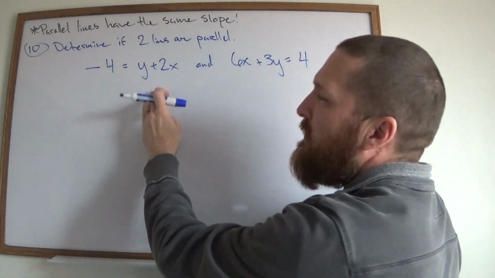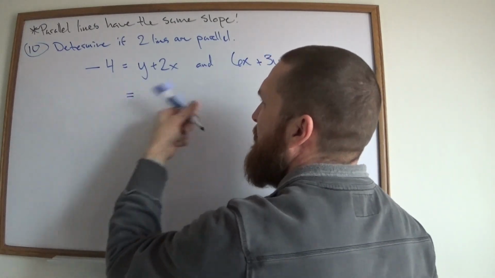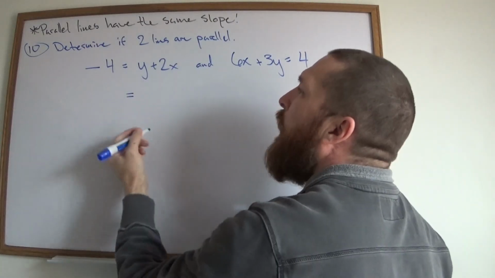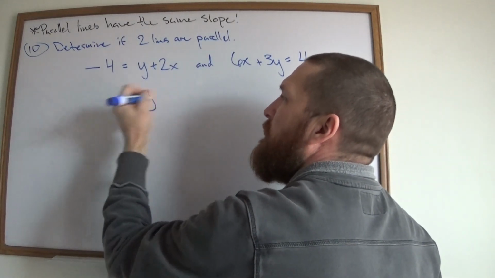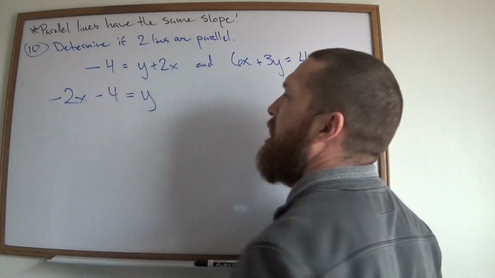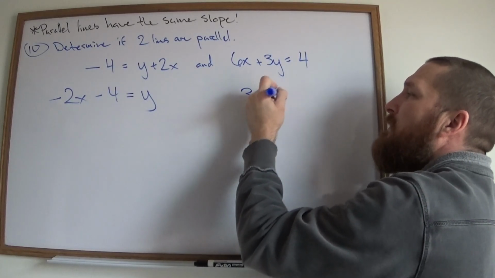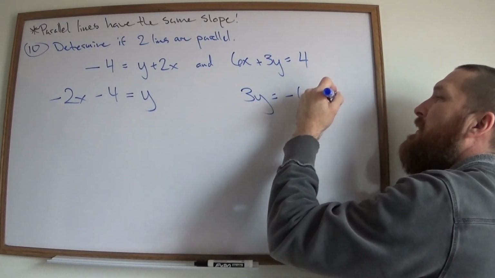So let's just find the slope here. I'm going to get y by itself. I see this equation, and if I just get y by itself, well, that's easy. I'll subtract 2x from both sides. I get minus 2x minus 4 over here. Over here, I have my 3y staying put, and minus 6x plus 4.